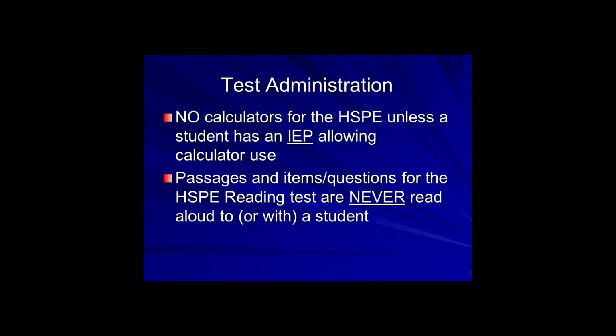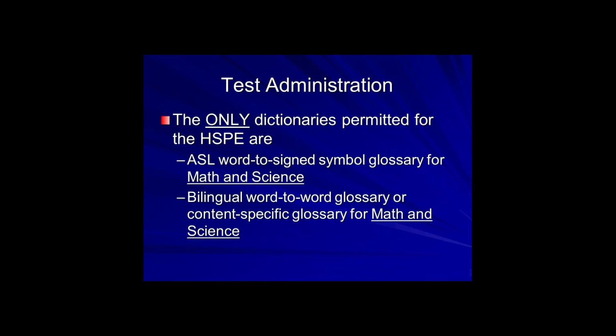More details on administration. No calculators for the high school proficiency exam unless a student has an IEP that allows that calculator. Passages and items for the high school proficiency exam reading test are never read aloud. The only dictionaries permitted for the high school proficiency exam are an American Sign Language word to signed symbol glossary for math and science, as well as bilingual word-to-word glossaries or content-specific glossaries for math and science. Notice that there are no dictionaries permitted for writing or reading.